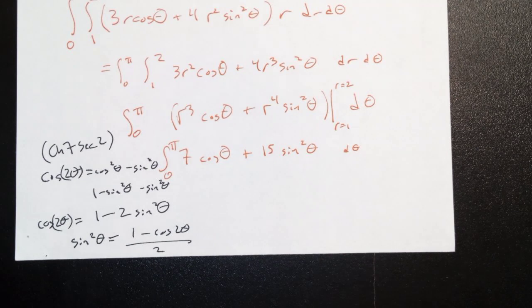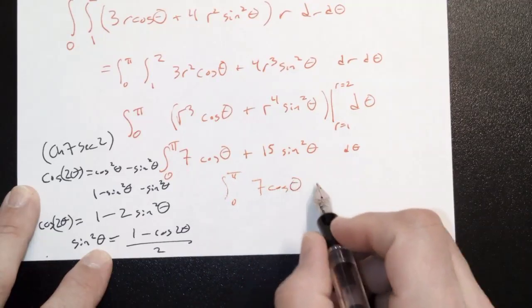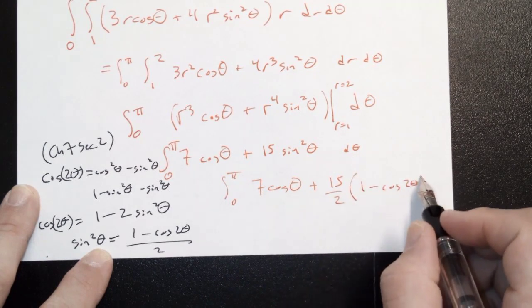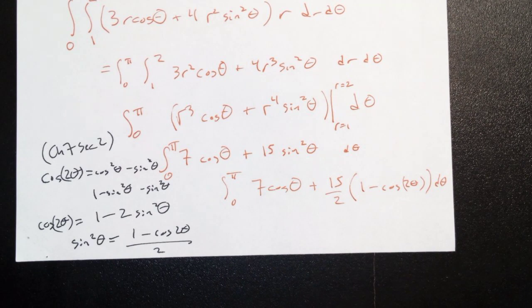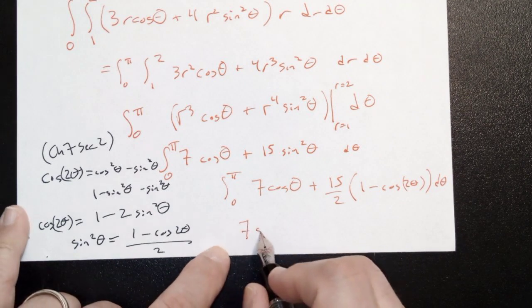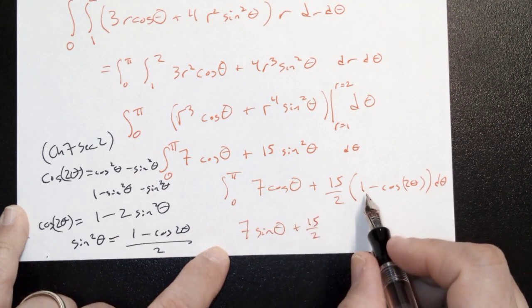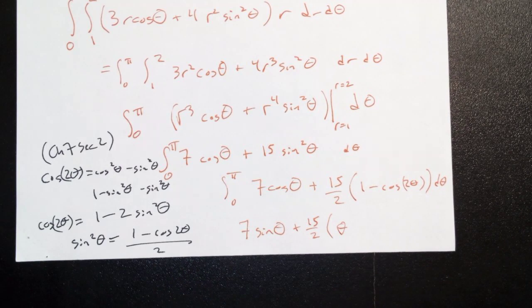Shall we keep going with the integral? Okay. So this becomes the integral from 0 to pi, 7 cosine theta plus 15 over 2, 1 minus cosine 2 theta. I'm integrating with respect to theta. What's the integral of cosine theta? So this is 7 sine theta, 15 over 2, the integral of 1, the integral of cosine 2 theta. I need a u sub to do that.